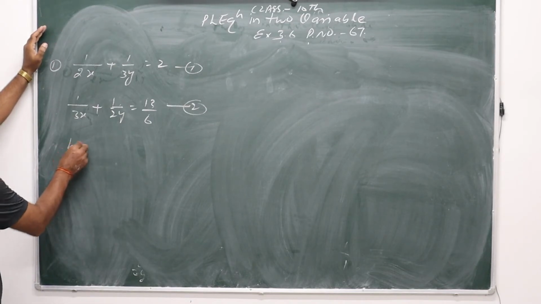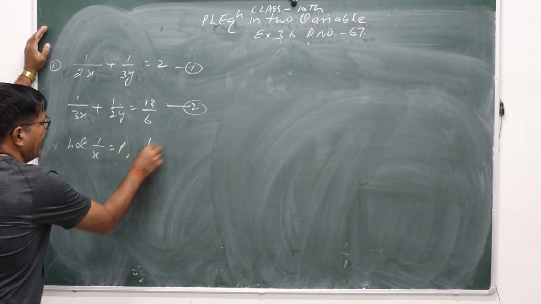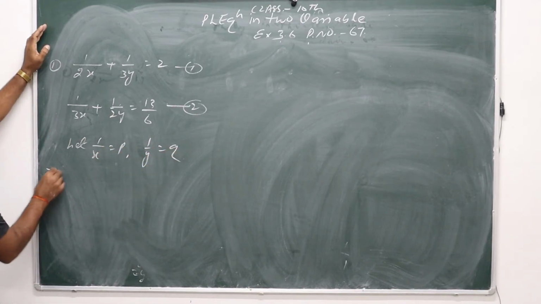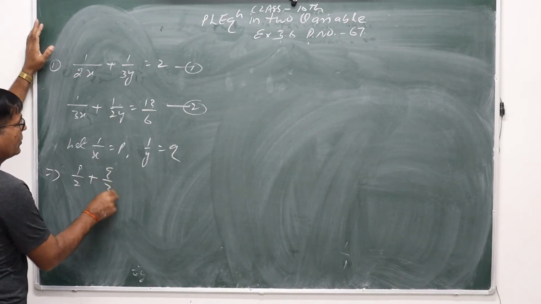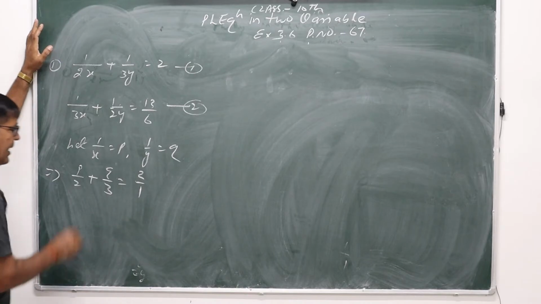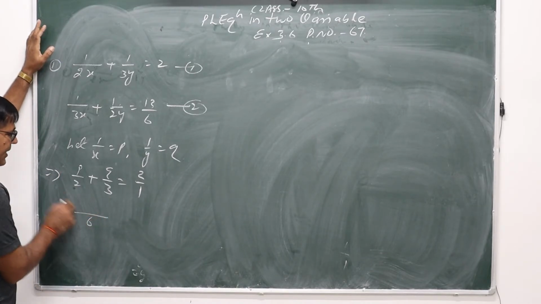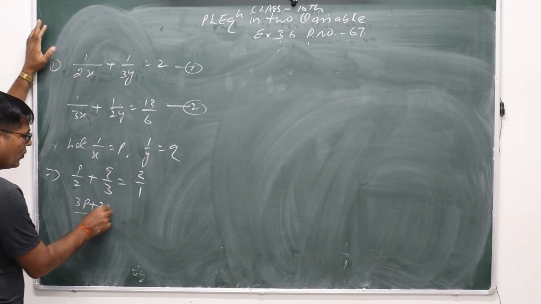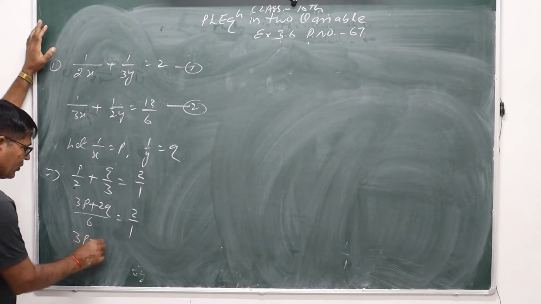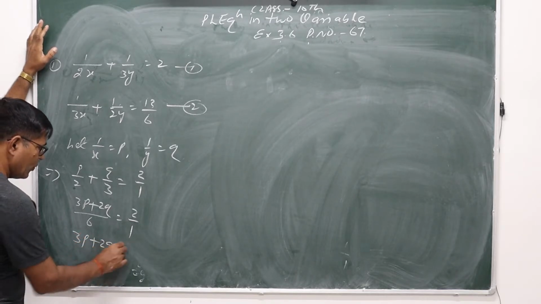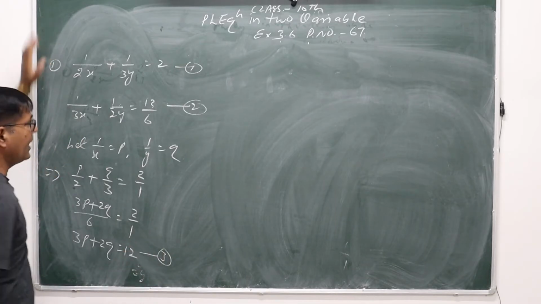So first we will reduce them to standard form, because these are two reducible equations. Let's say 1 upon x is equal to p and 1 upon y is equal to q. This implies that the first equation becomes p upon 2 plus q upon 3 is equal to 2 upon 1. The LCM of 2 and 3 will be 6. So with 6, 3p plus 2q is equal to 2 upon 1, cross multiplying, 3p plus 2q will be equal to 12, and this is equation number 3.